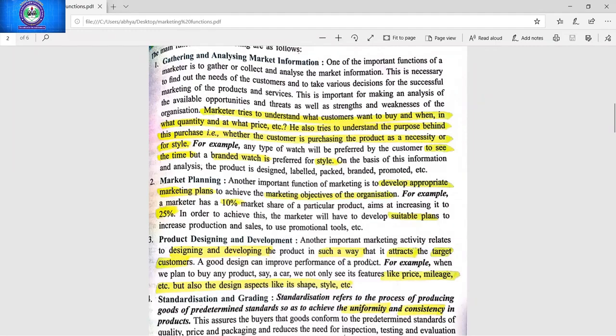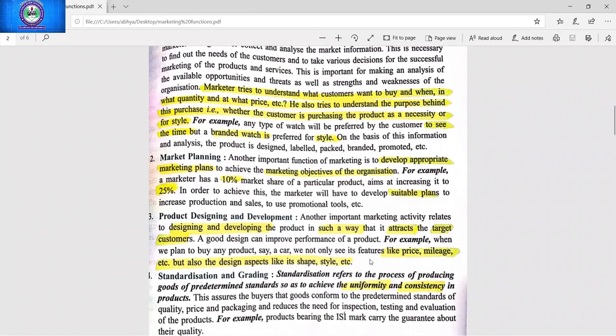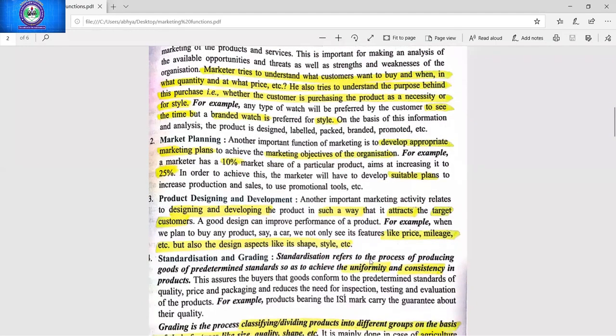So before starting the production, again he has to make a plan, meaning how he is going to achieve his objective. The third function of marketing is product designing and development. As the name implies, this is the function in which you will start designing the product. There is a complete team whose work is just to design and develop the product, to make the product. In designing and development, different things will be kept in mind, like who your customers are, because the design will be decided keeping in mind the needs of the customer.